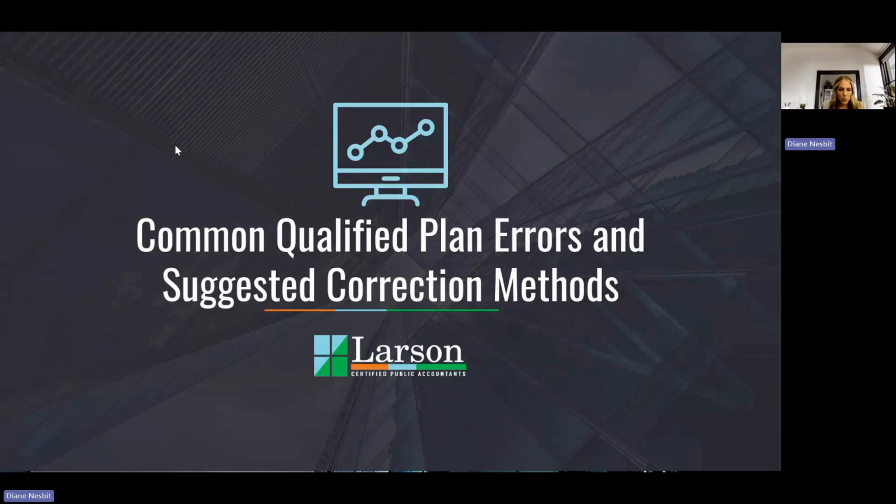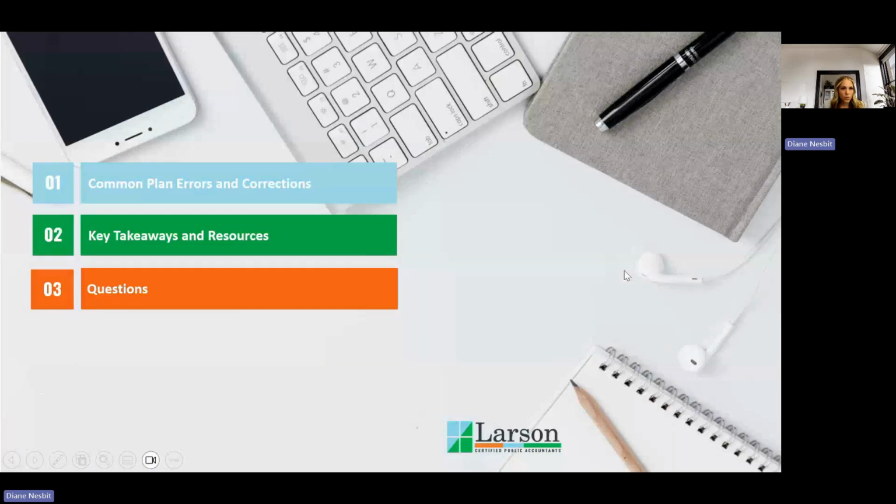Hello, welcome to this training where we will cover common qualified plan errors and suggested correction methods. These are going to be the errors that are most common that we encounter when we do benefit plan audits here at our firm. So we'll go over common plan errors and corrections, the key takeaways, and a few resources.